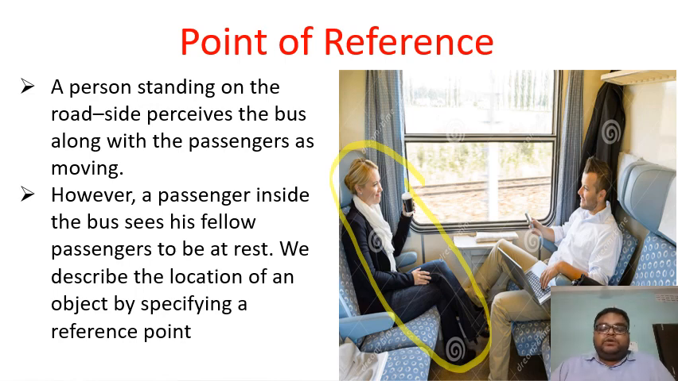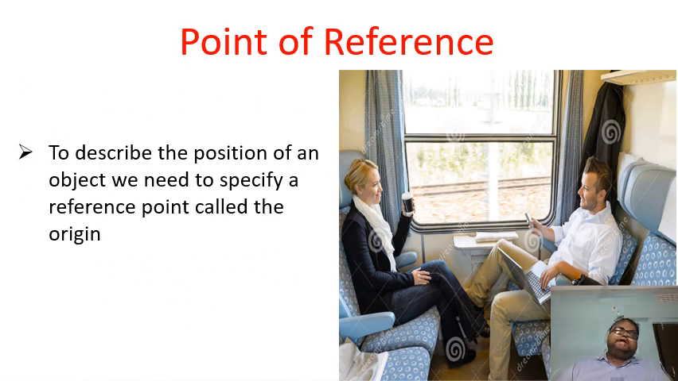We describe the location of an object by specifying a reference point, right? Whenever we need to specify the location of an object, we need to describe a reference point, right? So to describe the position of an object, we need to define a reference point, and we call that reference point the origin, right? Yes students, we call that reference point the origin, right?